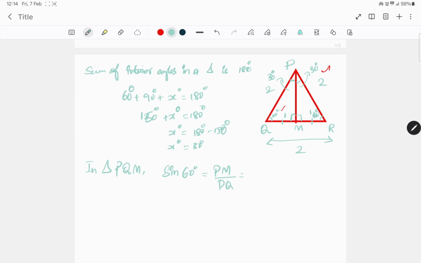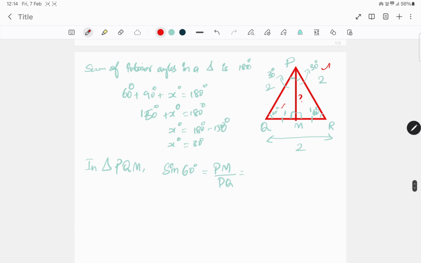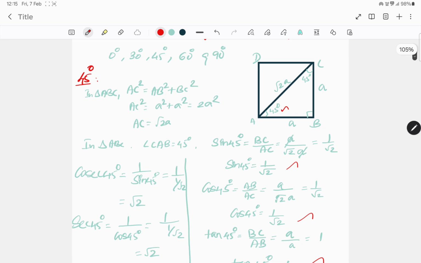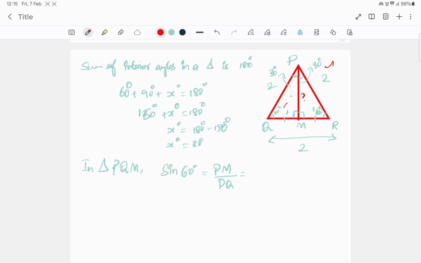First we need to find the value of PM, right? Then only we can substitute. Using the Pythagoras theorem in any 2 triangles. These 2 triangles are similar. We can find it in any one triangle. Let's take the same triangle PQM, this first triangle. We calculate in the same way as we calculated previously. The square of the hypotenuse is equal to the sum of the squares of the other 2 sides. That is PQ square is equal to QM square plus PM square.